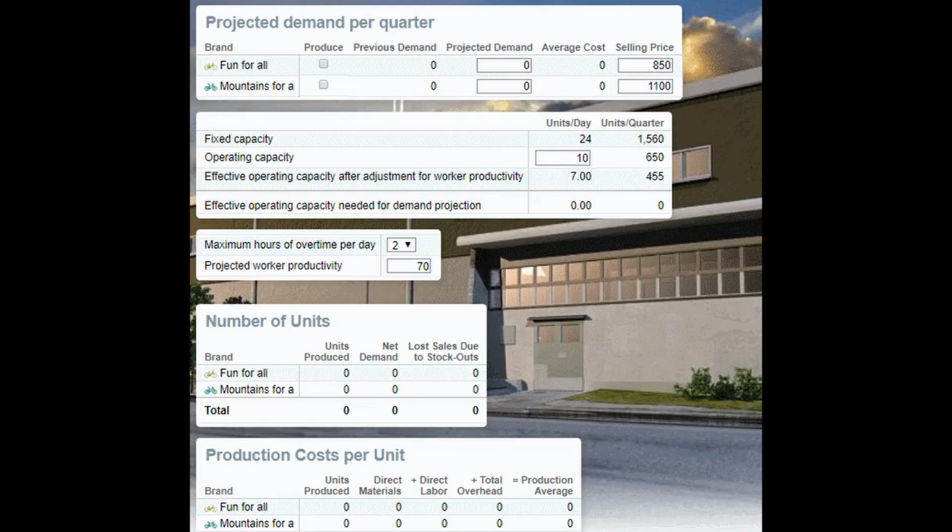The production simulation tool will allow you to estimate the stockouts, production costs, and factory efficiencies based on different demand estimates. As you run different demand scenarios, you will be able to analyze their impact in the pro forma accounting statements.